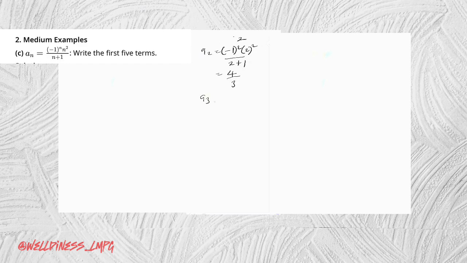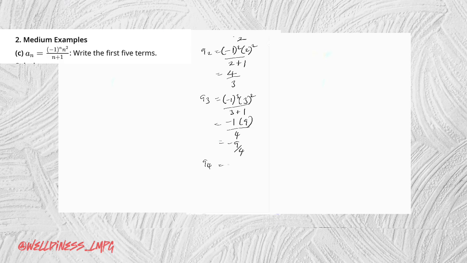Now for A3, you are going to have minus 1 raised to power 3 times 3 squared divided by 3 plus 1. Minus 1 raised to power 3 will give you minus 1 times minus 1 times minus 1, which will give you minus 1. And 3 squared will give you 9. So 9 times minus 1 will give you minus 9 divided by 3 plus 1, which will give you 4.